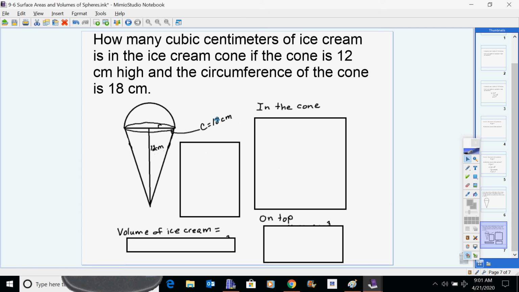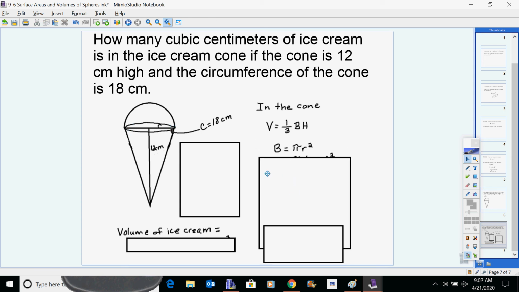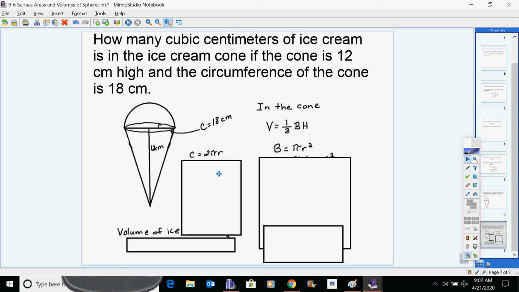So in our formula for the volume of the cone, if you remember, it was 1/3 area of the base times the height. We have the height, that's 12 centimeters, but our area of the base is pi r squared, because it's a circle at the top of the ice cream cone. So before we can go further with this problem, we need a radius. We're given a circumference. So you have to think about the formulas that you have and what makes sense. You know the formula for a circumference can give you a radius because circumference is 2 pi r.